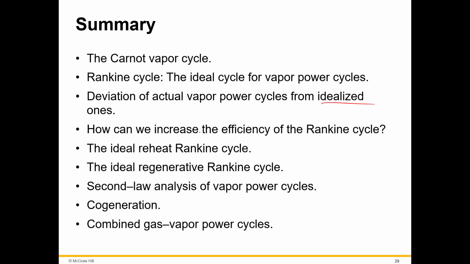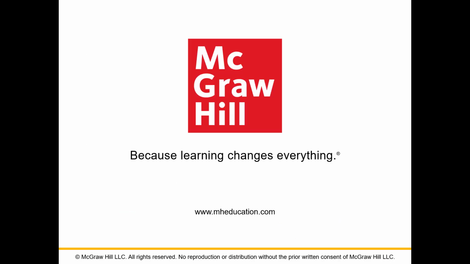We were talking about reheat, right? Reheat, regenerative Rankine cycle. Second law analysis of the vapor power cycles, that'll be covered when you're actually starting to work it. Cogeneration, we talked about that. If you have waste and you can use it, use it. And then combined gas vapor cycles, and that's when you have the gas atop the steam cycle, right? And it's joined by that heater.